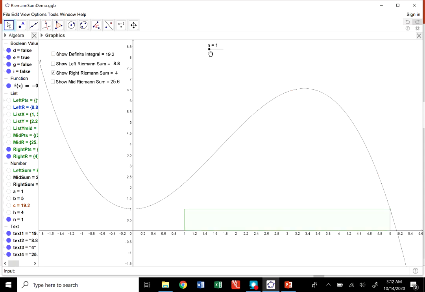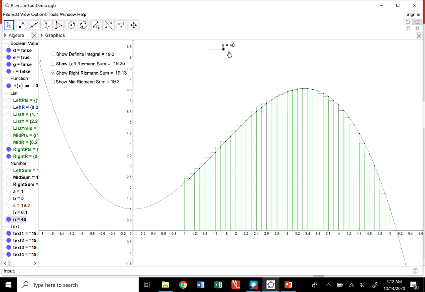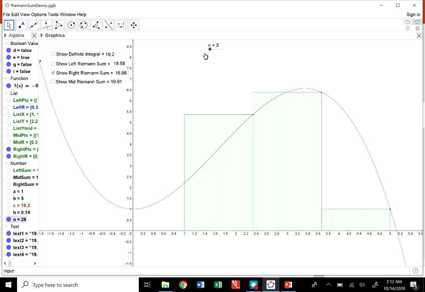Again, let's change this to 2 intervals, 3 intervals, 4, 5. Let's go all the way up to 50. That ain't so bad, right? It turns out the actual value with 40 rectangles is 19.13 as opposed to the exact value of 19.2. Cool? Or we could do what is called the midpoint. Now, what's the idea here?